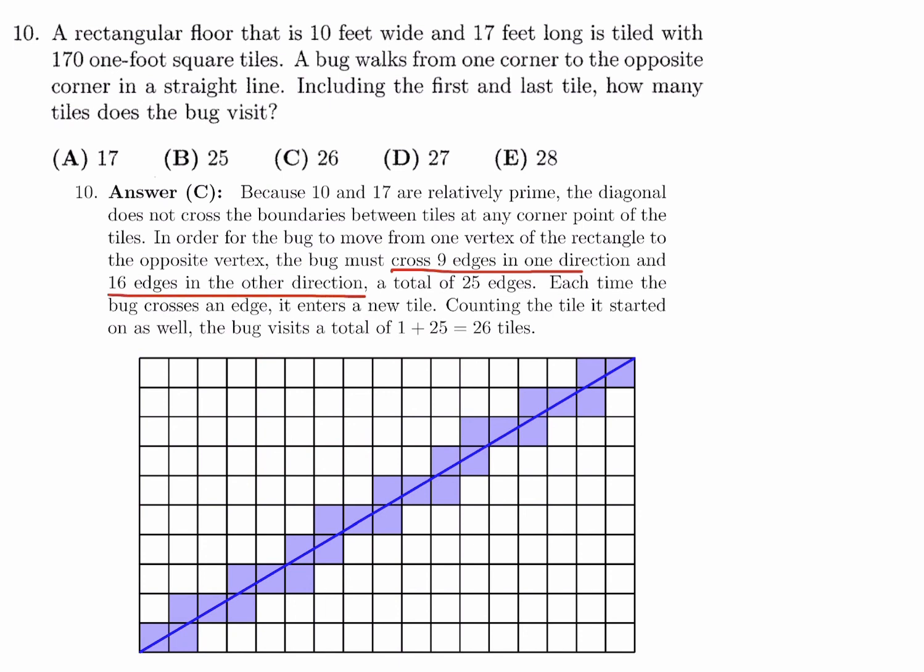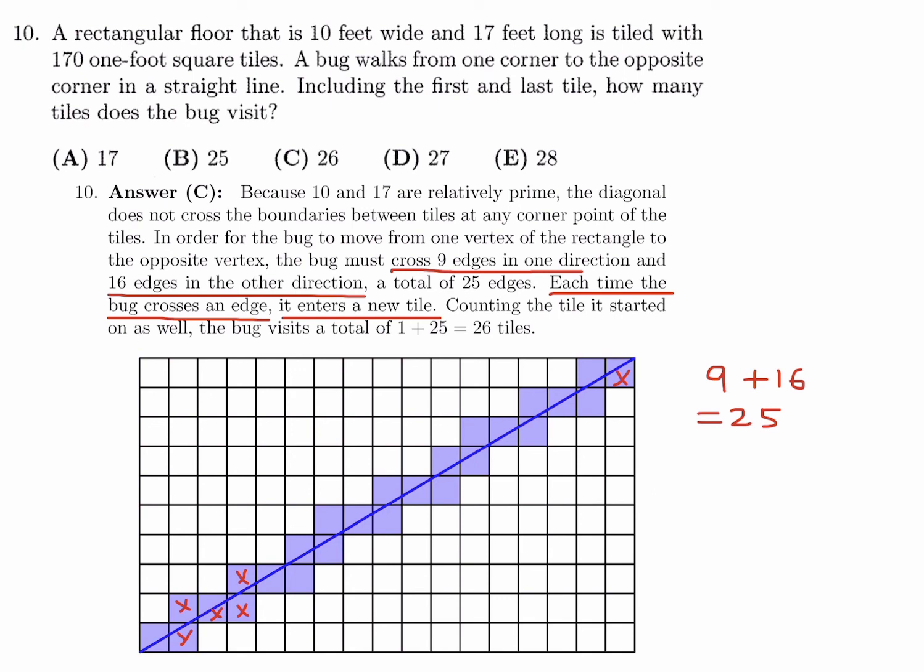So 16 edges. Every time, this is the key statement, each time the bug crosses an edge, it enters a new tile. And I hope this diagram can illustrate that for you. So since it's crossing 9 plus 16, which is 25 edges, it enters 25 new tiles. So here's the first tile it enters, second tile, third tile, fourth tile, fifth tile, and so on. So until we get to the last one. So all of those are shaded in.